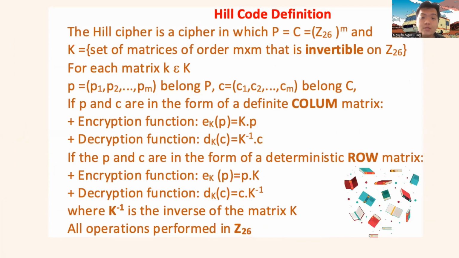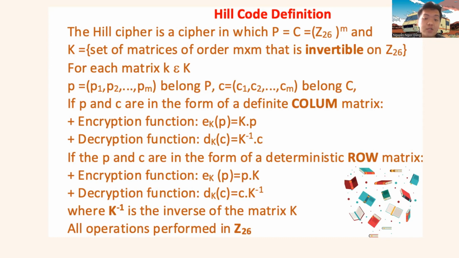The Hill cipher is a cipher in which P equals C equals Z26 to the power of m, and K is a set of m×m matrices that are invertible on Z26, for each matrix K belonging to the capital K. P is a set of variables P1, P2, etc., Pm belonging to P, and C is a set of variables C1, C2, etc., Cm belonging to C, in the form of a column matrix.